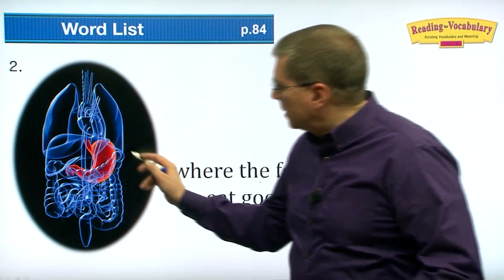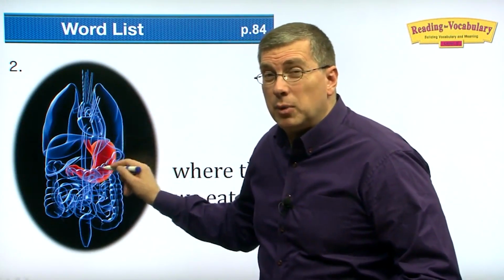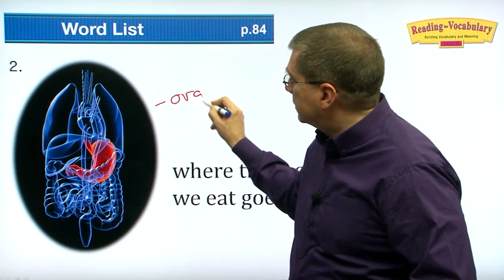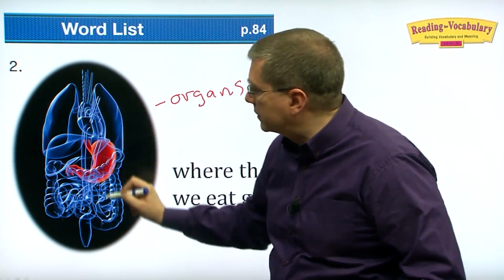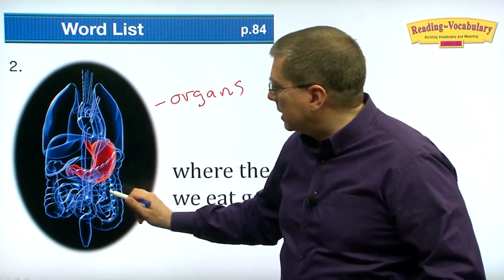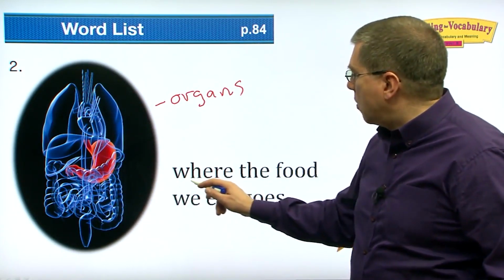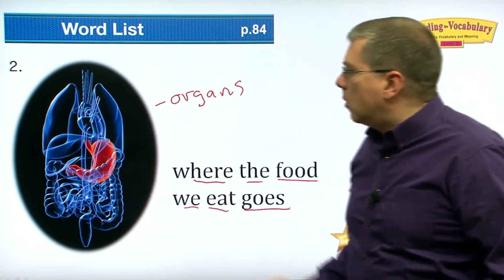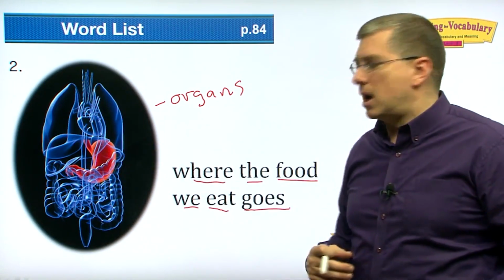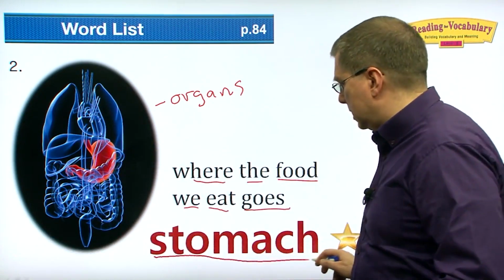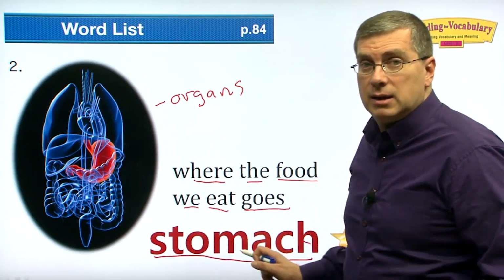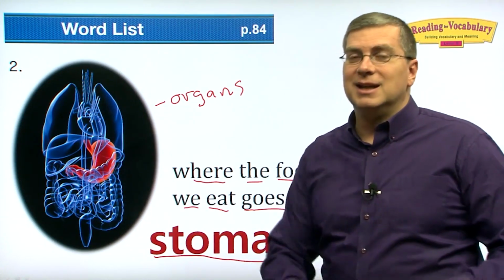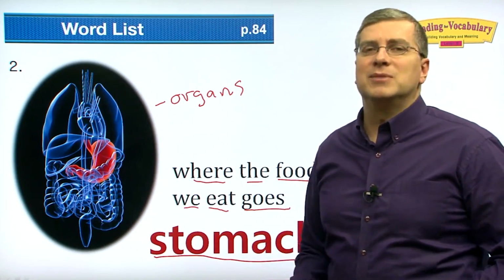Okay, next, number 2. Interesting picture. What is this thing in here? We're looking inside a person's body. These are the organs inside a person's body. You have many different organs. You have lungs, you have kidneys, you have a bladder. You also have where the food we eat goes, and that's the red part here. What organ is that in our body? That is the stomach. So we say stomach. Is your stomach full? Stop eating. If your stomach is empty, then it's time to eat.